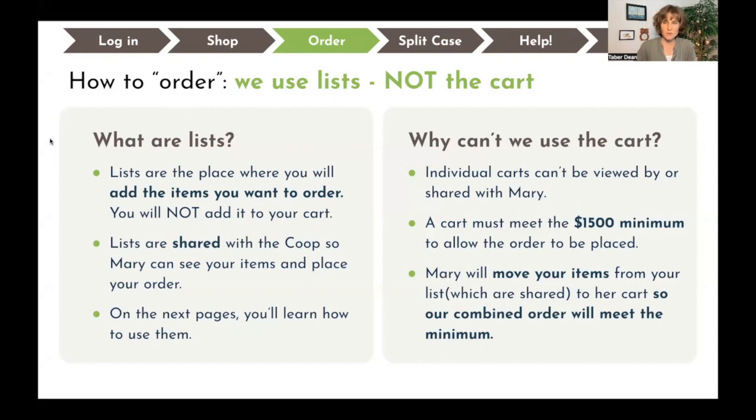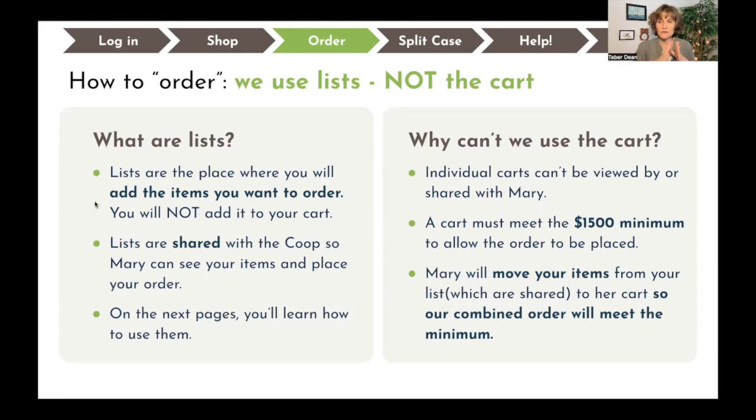So let's talk a little bit about what a list is. Lists are the place where you are going to add your items that you want to order. They're shared with the co-op so that Mary can see the items that are on your list and then place your order. And then right after this, we're going to learn how to create and use them.